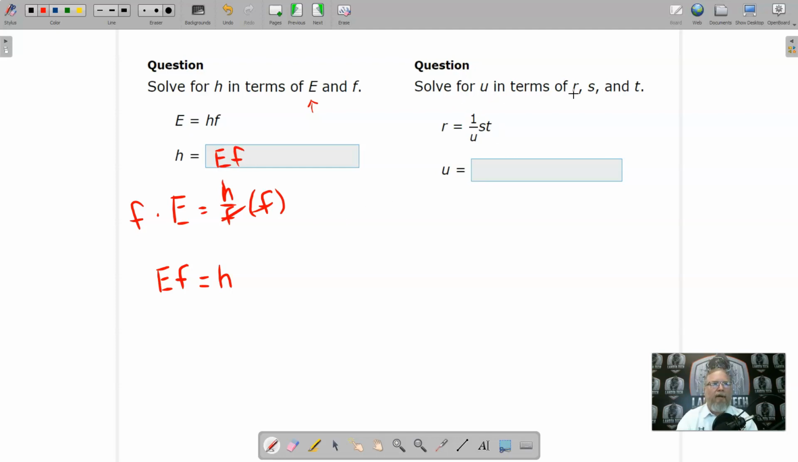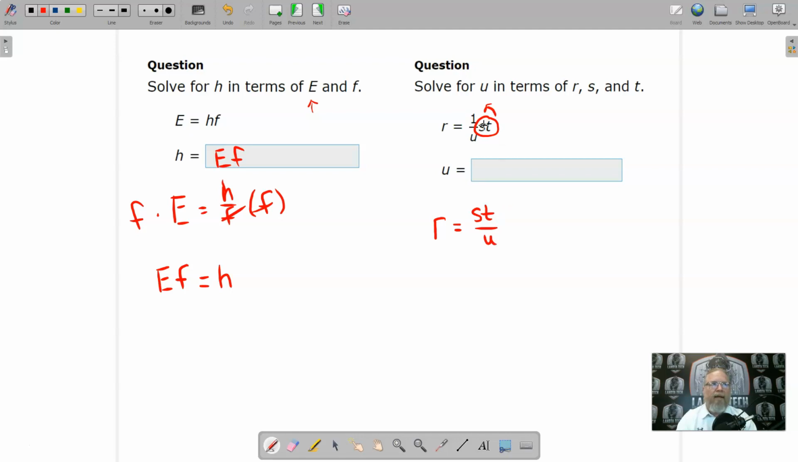Solve for u in terms of r, s, and t. Notice that we have this 1 over the u times st. So r equals, now I'm going to do a little trick here. This st, whenever you have 1 as a numerator and you multiply it in, the st just kind of jumps out from the side up into the numerator. So I can go ahead and put this as st over u.